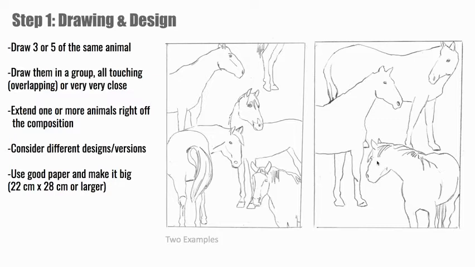And you have to put them in a group because your goal here is to make a figure. If you have 3 animals, that's 3 positive shapes, but you have to strategically group them to make a figure. Extend at least one animal right off the composition, but I encourage you to think about extending maybe even all of them right off the composition like I did. That's going to really break up your negative shape nicely.